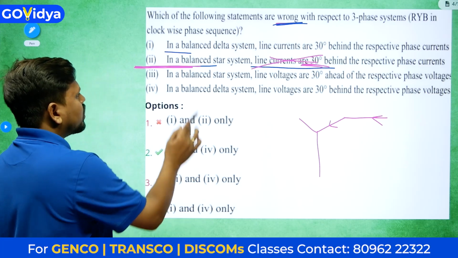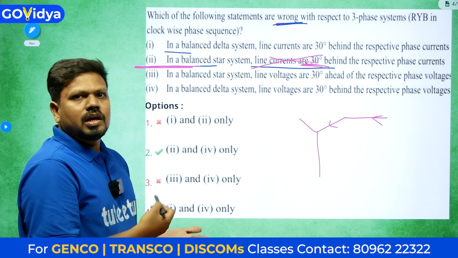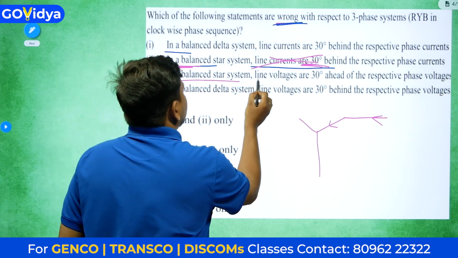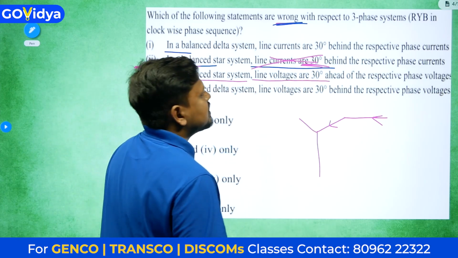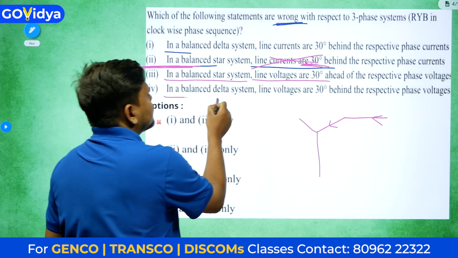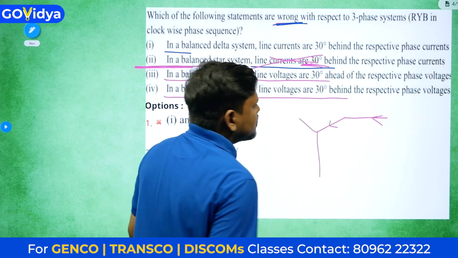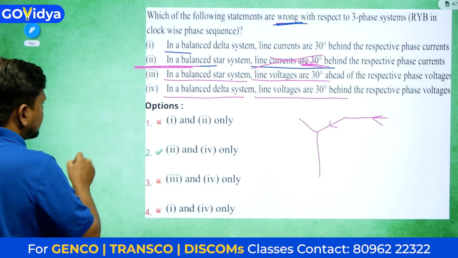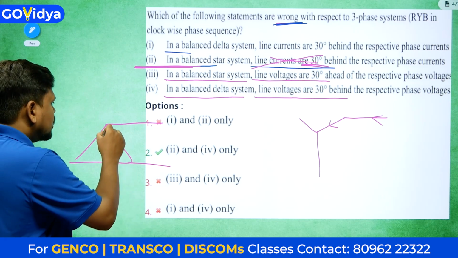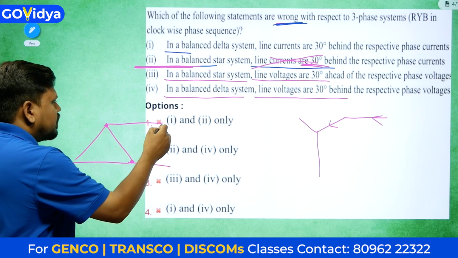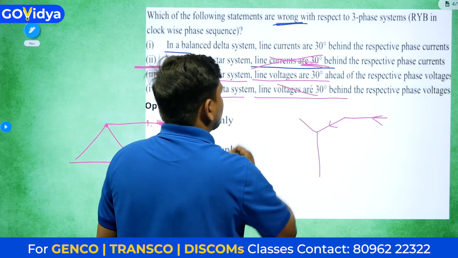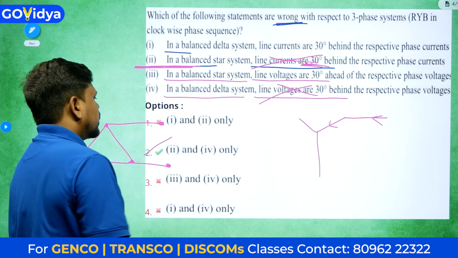Similarly, you have understood already what they are asking. They are asking about voltage and currents only, nothing more. In a balanced star system, line voltages are 30 degrees ahead of respective phase voltages. Let's leave it. In a balanced delta system, line voltages are 30 degrees behind. In a delta system, the phase voltages and the line voltages are the same only. From here to here one phase voltage, from here to here one line voltage, both are the same only. That means this statement is also wrong. 2 and 4 are wrong, so this option is correct.